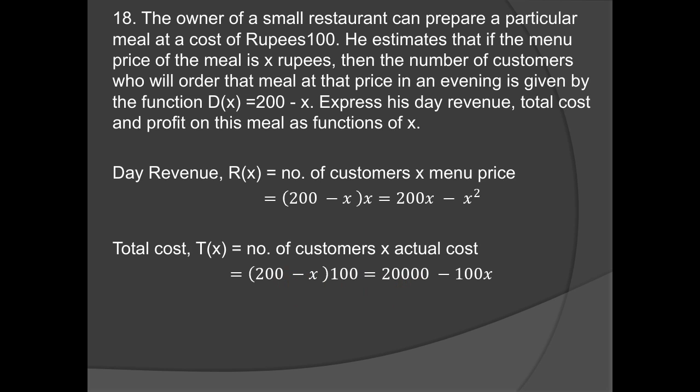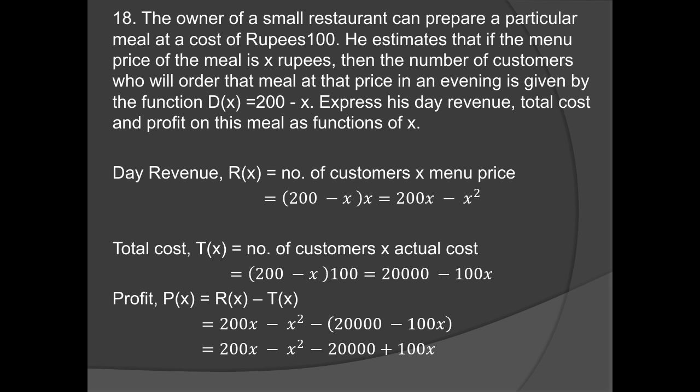Now the profit. What is the profit? The total sales minus the amount we have spent, that is Rx minus Tx. So Rx function is 200x minus x square, minus 20,000 minus 100x. So bringing the minus inside, 200x minus x square minus 20,000 plus 100x. So adding the 100x and 200x, I have got 300x minus x square minus 20,000 in rupees.